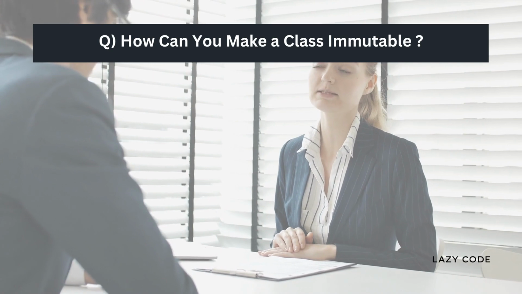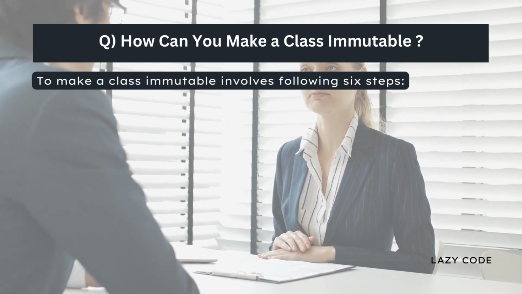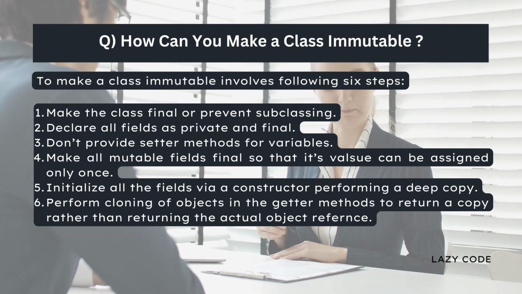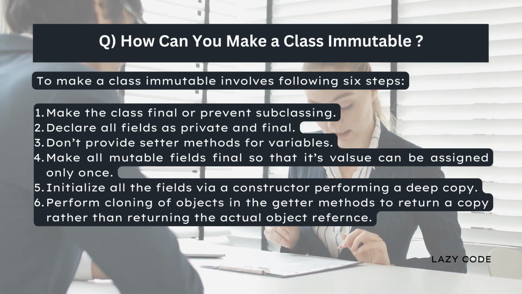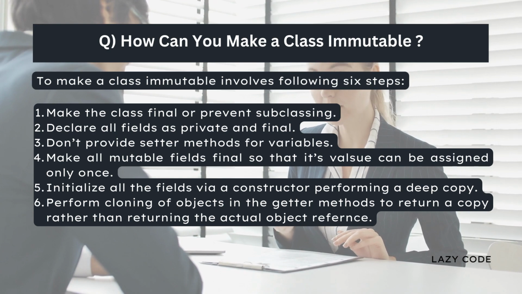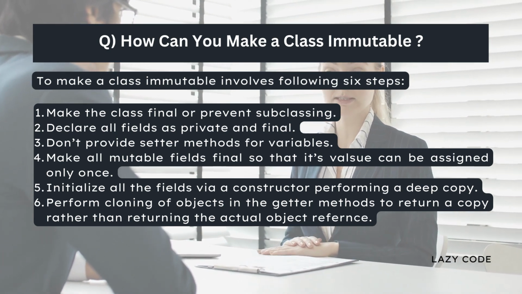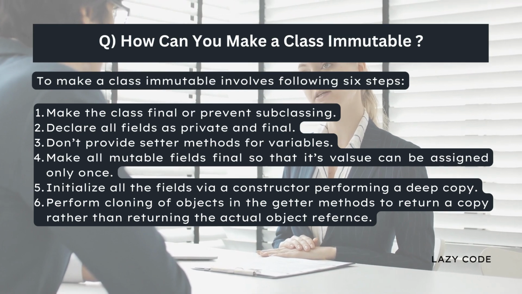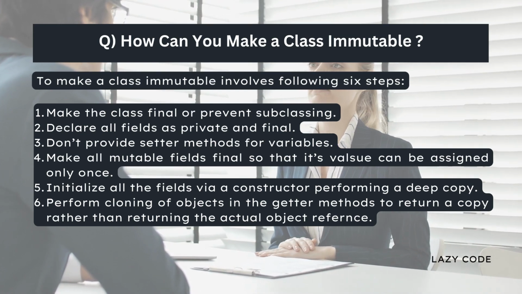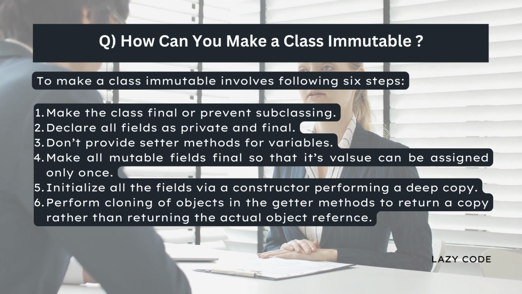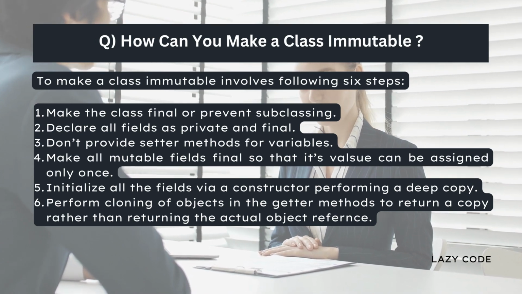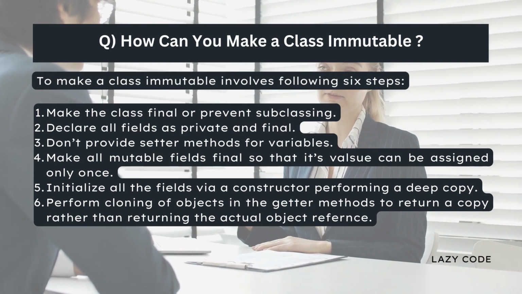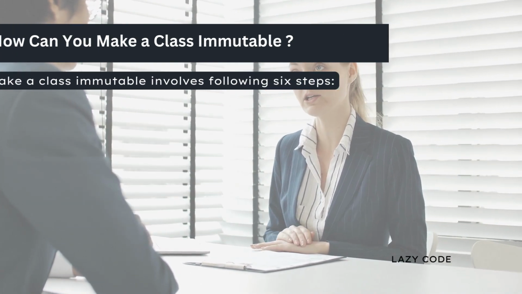How can you make a class immutable? Making a class immutable involves the following 6 steps. Make the class final or prevent subclassing. Declare all fields as private and final. Don't provide setter methods for variables. Make all mutable fields final so that their value can be assigned only once. Initialize all the fields via a constructor performing a deep copy. Perform cloning of objects in the getter methods to return a copy rather than returning the actual object reference.